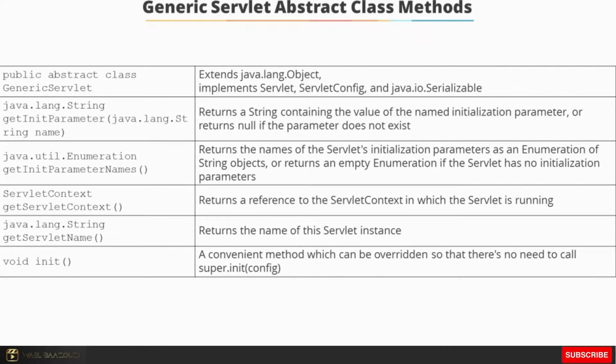The getInitParameter method returns a string containing the value of the initialization parameter, or returns null if the parameter does not exist. getInitParameterNames returns the names of the servlet initialization parameters as an enumeration of string objects, or returns an empty enumeration if the servlet has no initialization parameters. getServletContext returns a reference to the servlet context in which the servlet is running. getServletName returns the name of this servlet instance. Void init is a convenience method which can be overridden so that there is no need to call super.init.